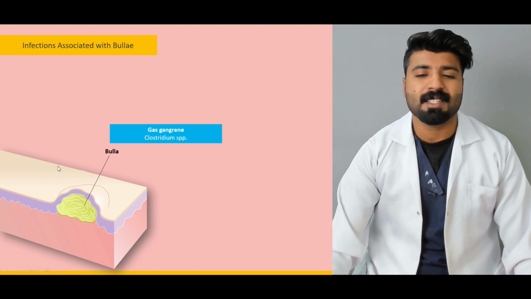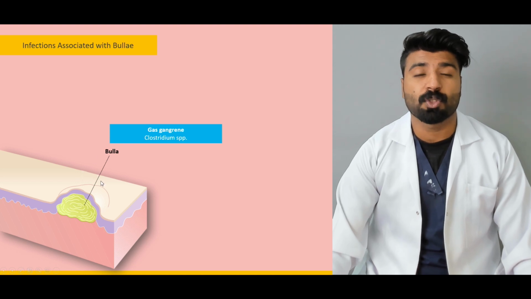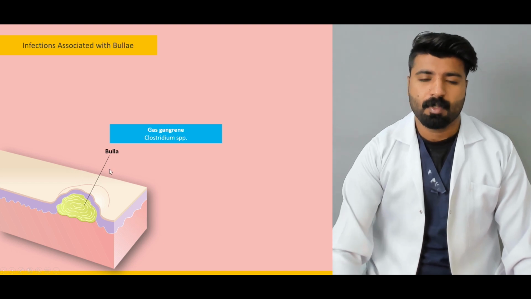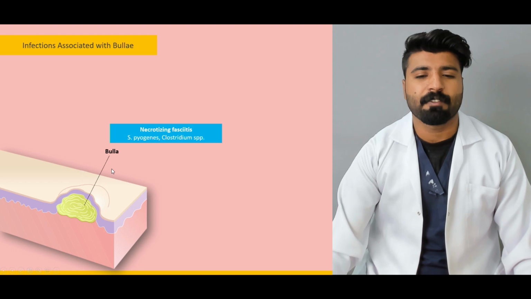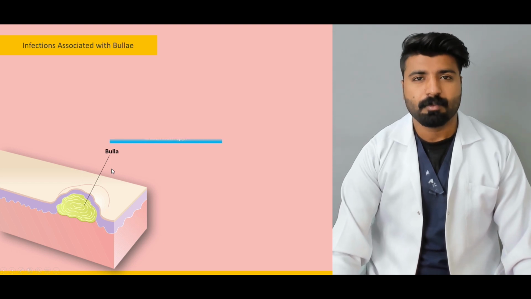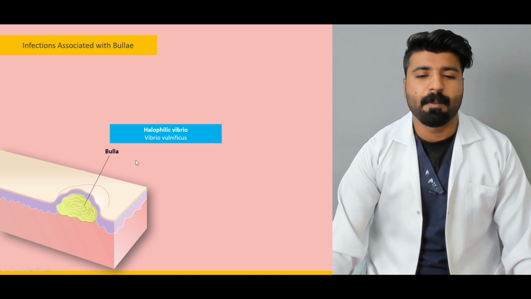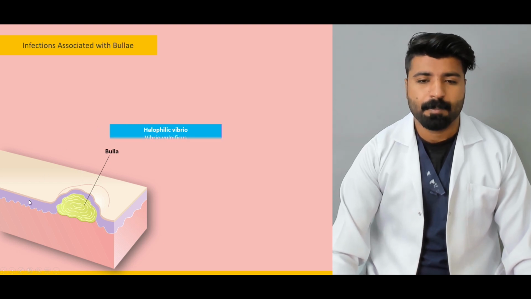Next we have gas gangrene, which is caused by Clostridium species. We're going to talk about gas gangrene in detail. So it is also associated with the formation of bulla, and it is caused by Clostridium species, just like necrotizing fasciitis. Next we have halophilic Vibrio, which is caused by Vibrio vulnificus. Now this also leads to the formation of bulla.